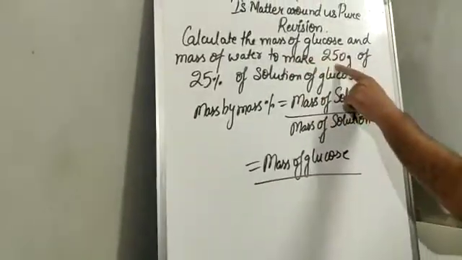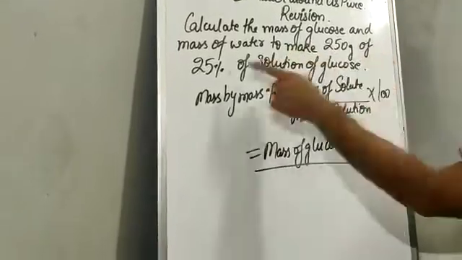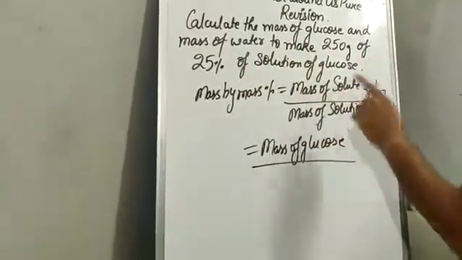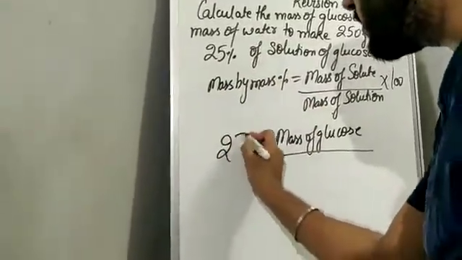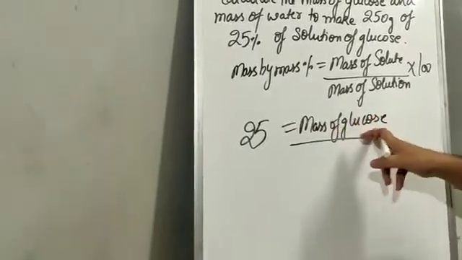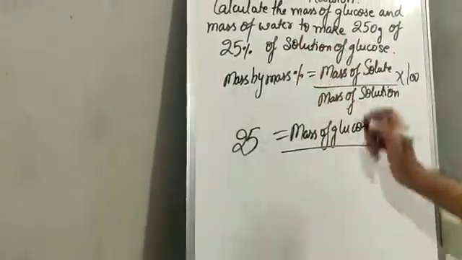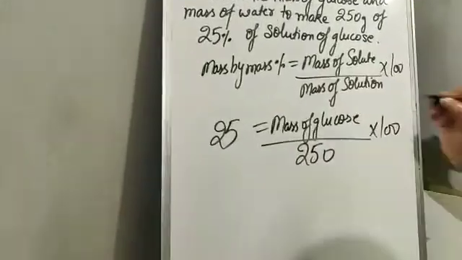You are provided the mass of the solution in the question. You can read, to make 250 gram of 25% solution of glucose. You are given the percentage also. So here you will write 25. Okay. Mass of glucose we have to calculate. Mass of solution is given 250 into 100.